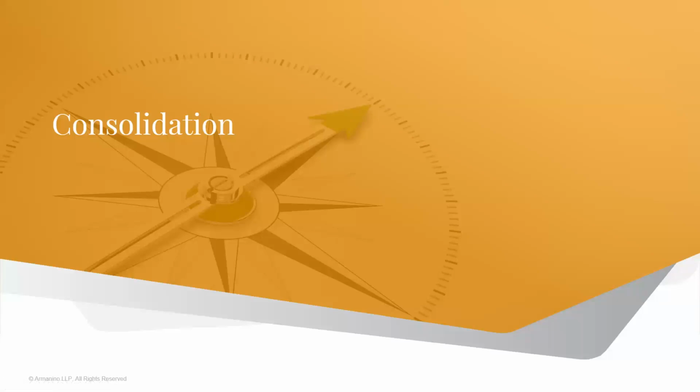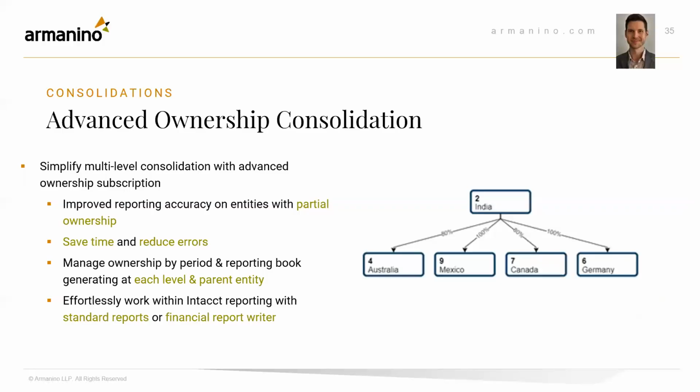So in consolidations, previously the advanced ownership consolidation was an early adopter program, but now it is widely available for everyone to subscribe to. Something to note, which I think is a very neat feature, is that if you are currently subscribed to either domestic and or global consolidations, you don't need to subscribe to a whole new package. This is considered an upgrade from your current subscription.